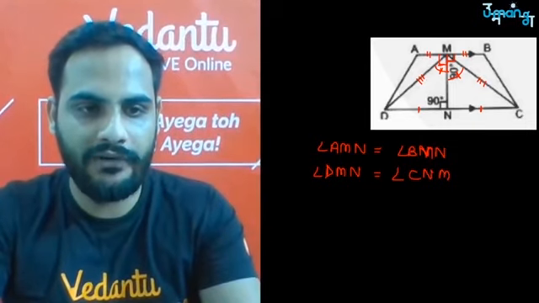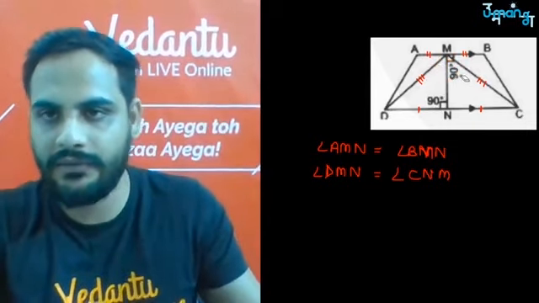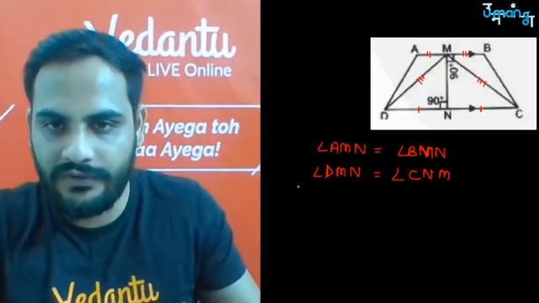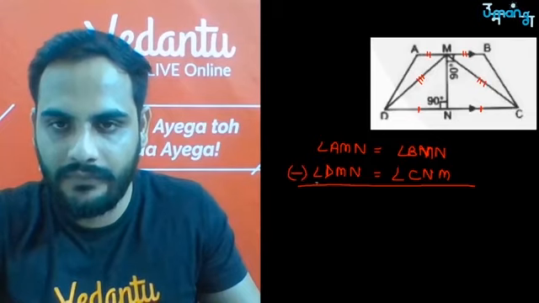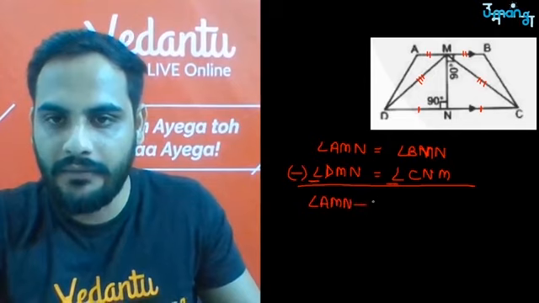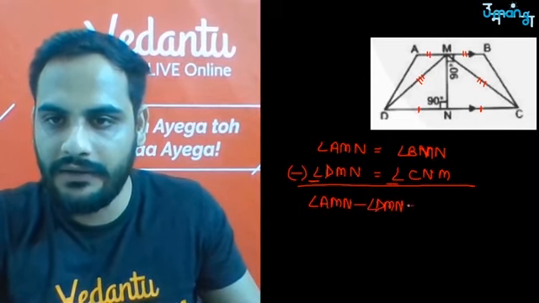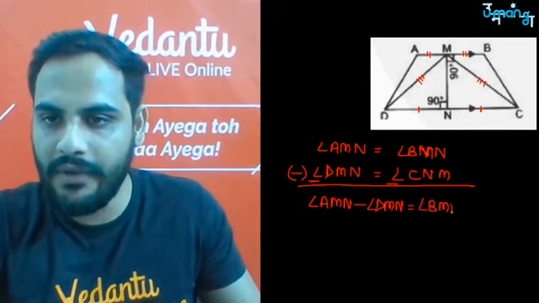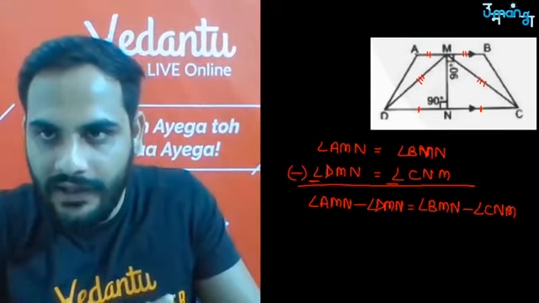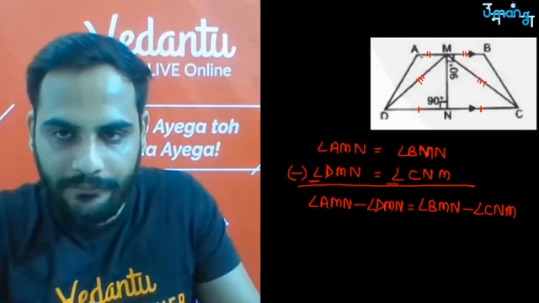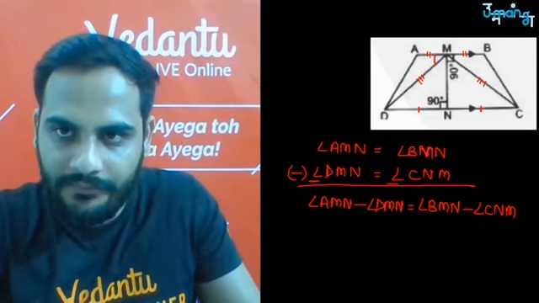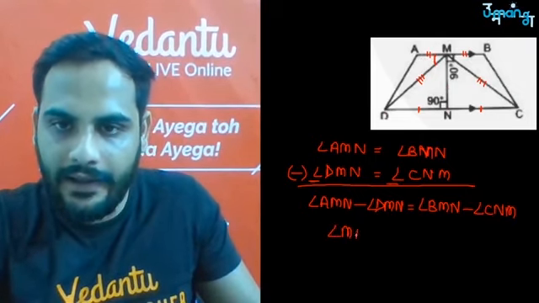Now what we will do, we will subtract these two equations. So if I subtract them, minus minus, you will get angle AMN minus angle DMN is equal to angle BMN minus angle CNM. Think carefully: angle AMN is your total 90 degrees. From it you are subtracting angle DMN, so you are left with angle AMD.